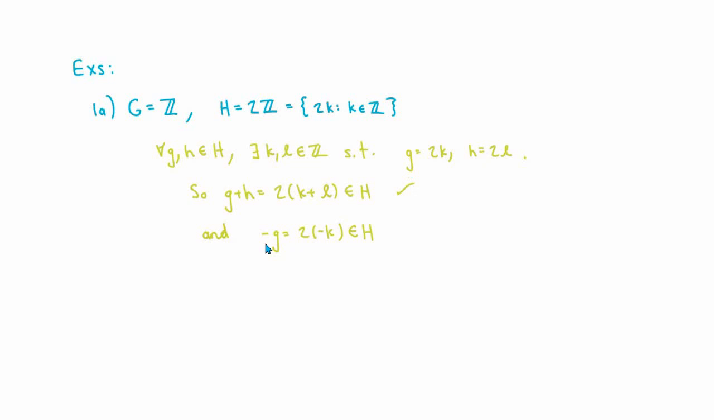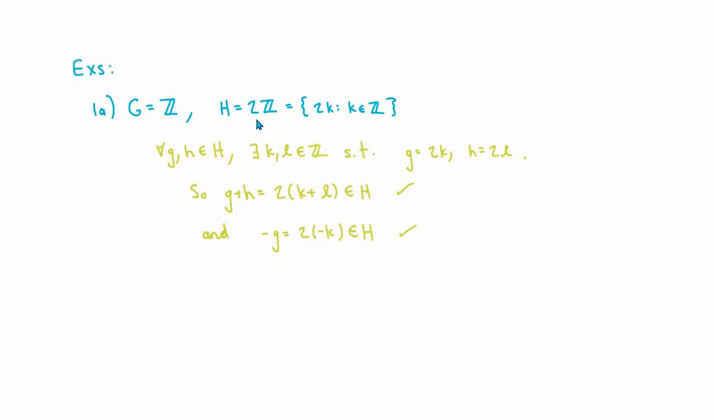Similarly, if we take the negative of g, that's just going to be 2 times negative k, and since negative k is an integer, negative g is also an element of H, so H is also closed under taking negatives. Since H is non-empty and it satisfies both of the conditions in our definition, we see that H is an example of a subgroup of the group G.